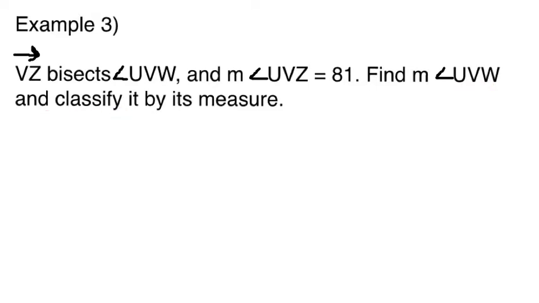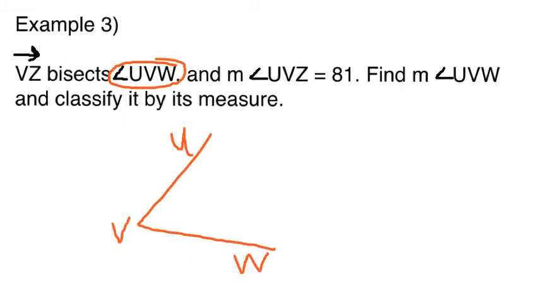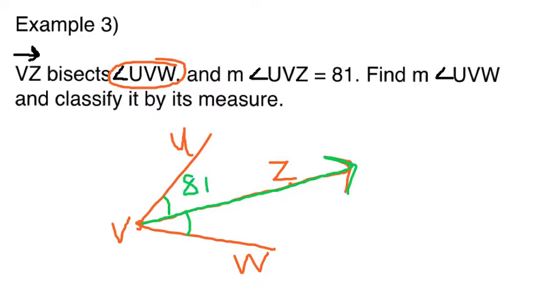Whenever you're given a word problem like this, the first thing to do is draw the picture. So we have some angle UVW. So let's just sketch that angle just generically and label it UVW. And we know that we have a ray VZ, so VZ, bisecting that angle. So you should mark the angle with two congruent angles since we know that this is a bisector. Let's label angle UVZ 81 degrees. That makes angle ZVW 81 degrees.